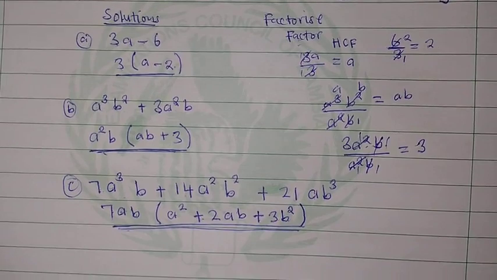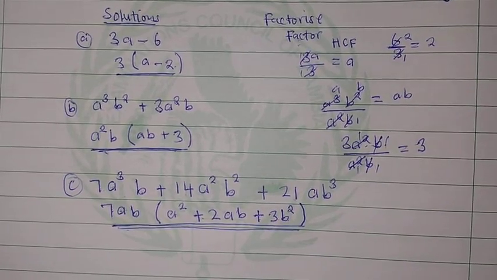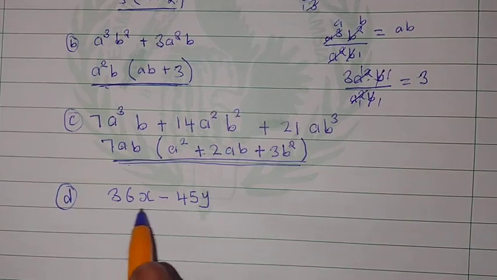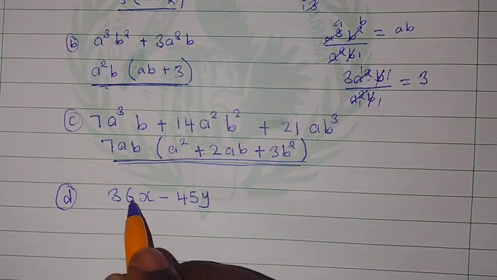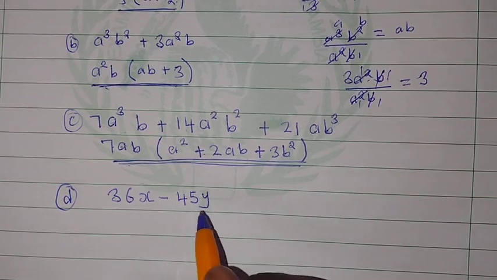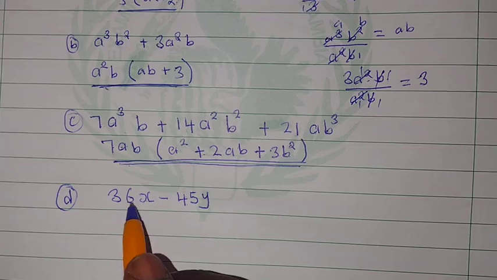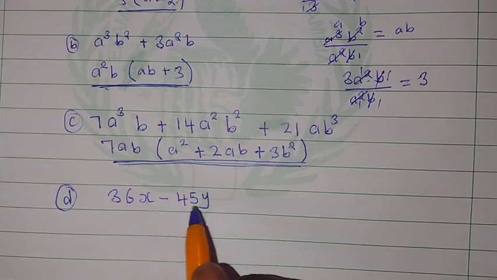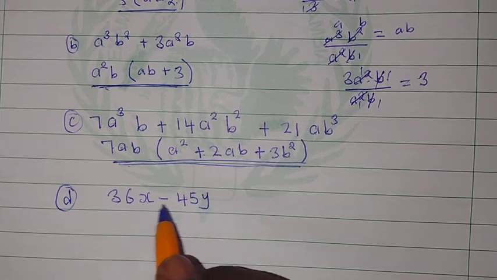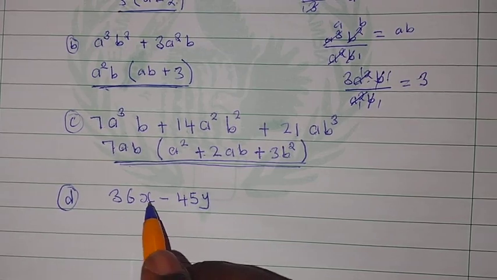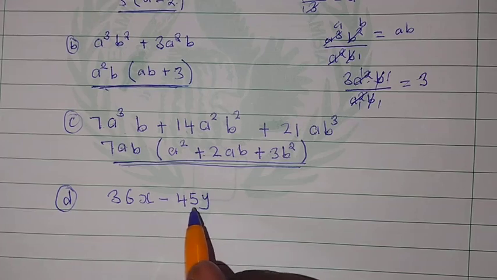Let us now move on to our question D. Okay, so this is our question D right here. We need to factorize the 36x minus 45y. So the numbers we have 36, we have a 45, the letters we have x and y. So in terms of the letters, we are not going to have a common letter here because here we have x, here we have y. These are two different variables.